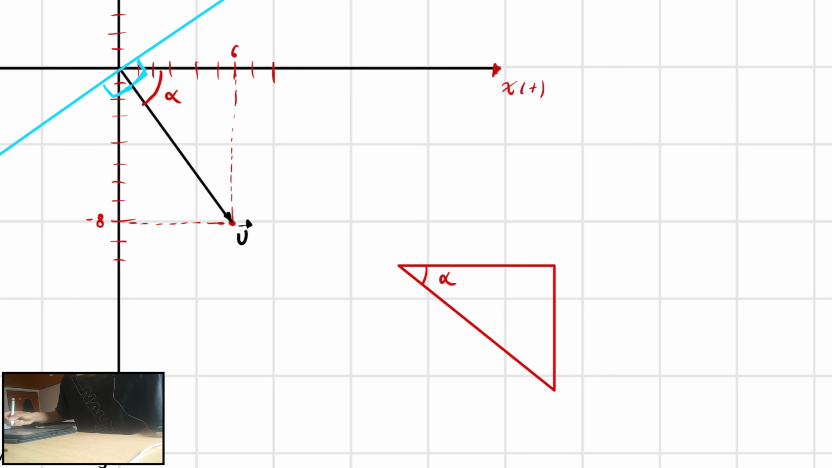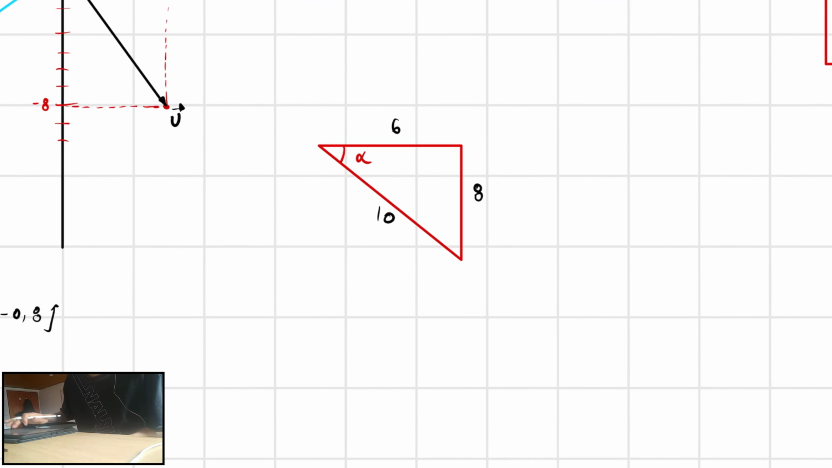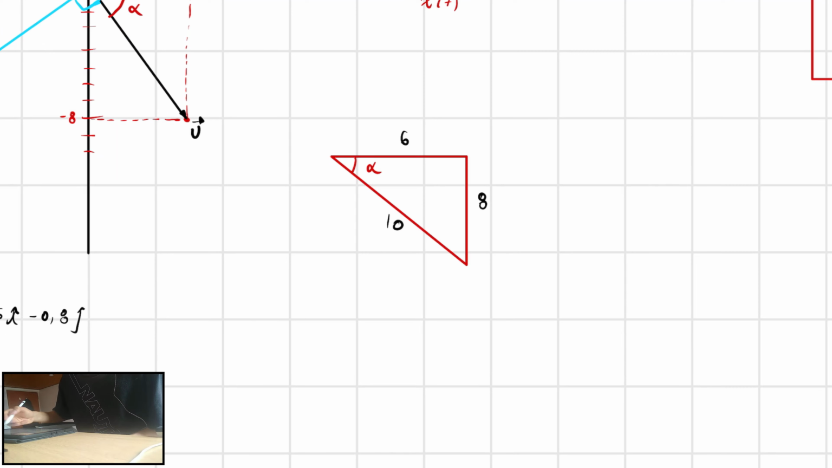Right here we have alpha. Right here I have 8. Right here I have 6. And right here I have 10. I don't have the magnitude of this angle or this angle, but I have the 3 sides of the triangle. So it is easier for me to find the angle that I need using the cosine law.